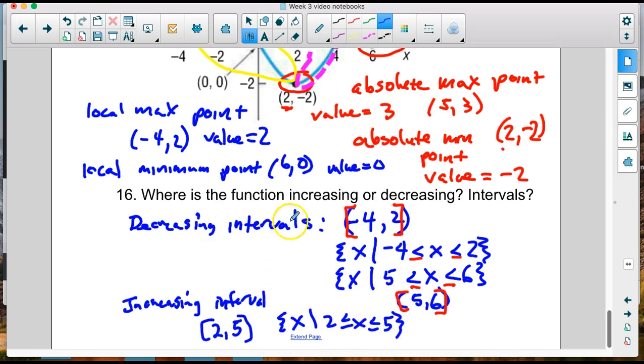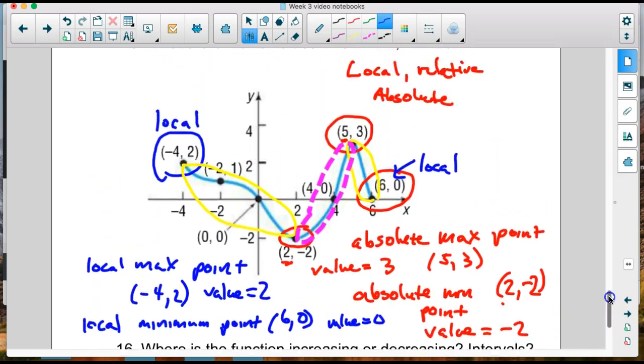So that's increasing and decreasing intervals. We'd look at the graph and also max and minimums.